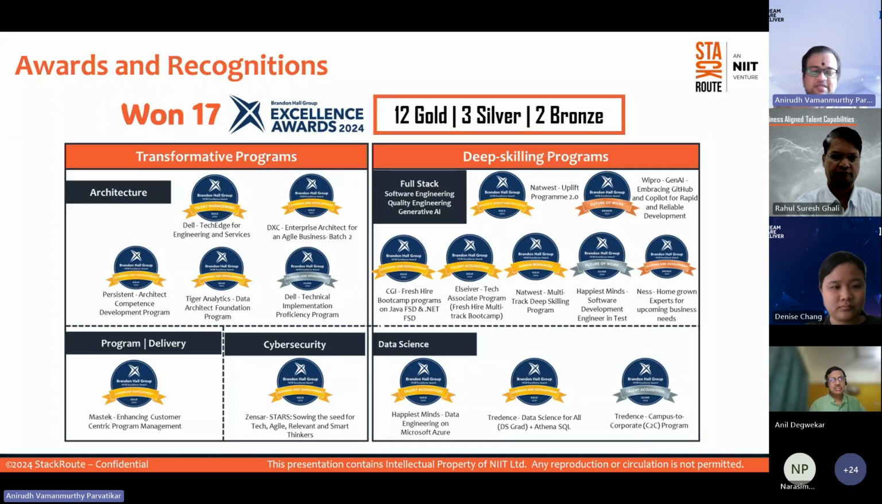Recently, this year, we've won around 17 Brandon Hall Awards as a testament to the recognition we've received for the delivery and the unique, innovative design of our programs across all the areas with various organizations in Fortune 500 and others.